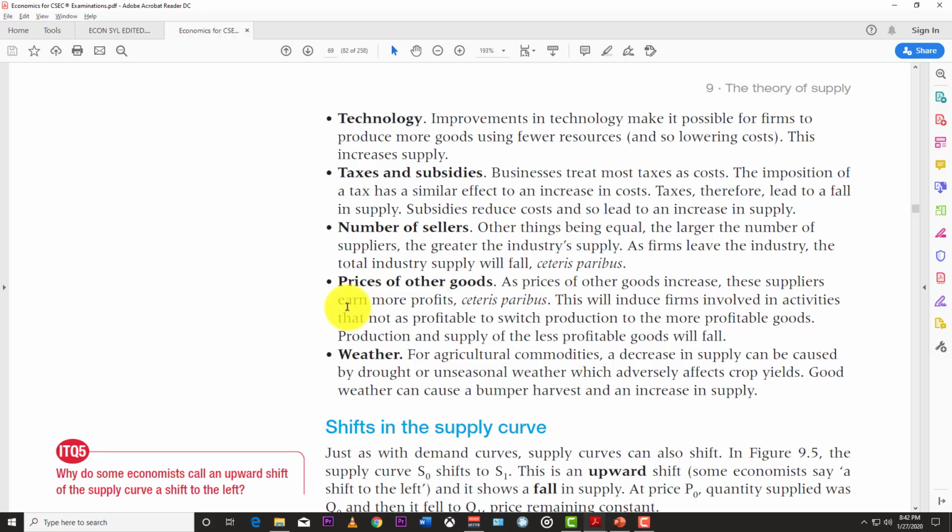Then we have the prices of other goods. We did not look at this one before. If the prices of other goods increase, these suppliers earn more profits, ceteris paribus. This will induce firms to switch production from less profitable activities to more profitable goods. Production and supply of less profitable goods will fall.